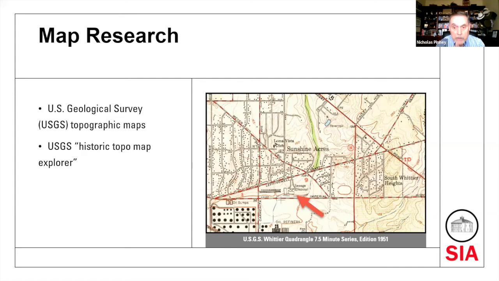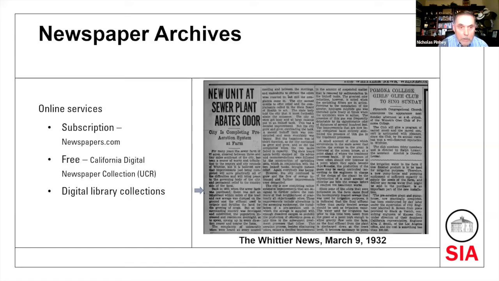The later maps show that by 1951, residential development was starting to encroach on the Whittier sewage disposal plant's northern and western and eastern boundaries. Residential development from Whittier was marching southward toward the plant. So to get a better idea of what was going on, I next went to the local newspaper archives.